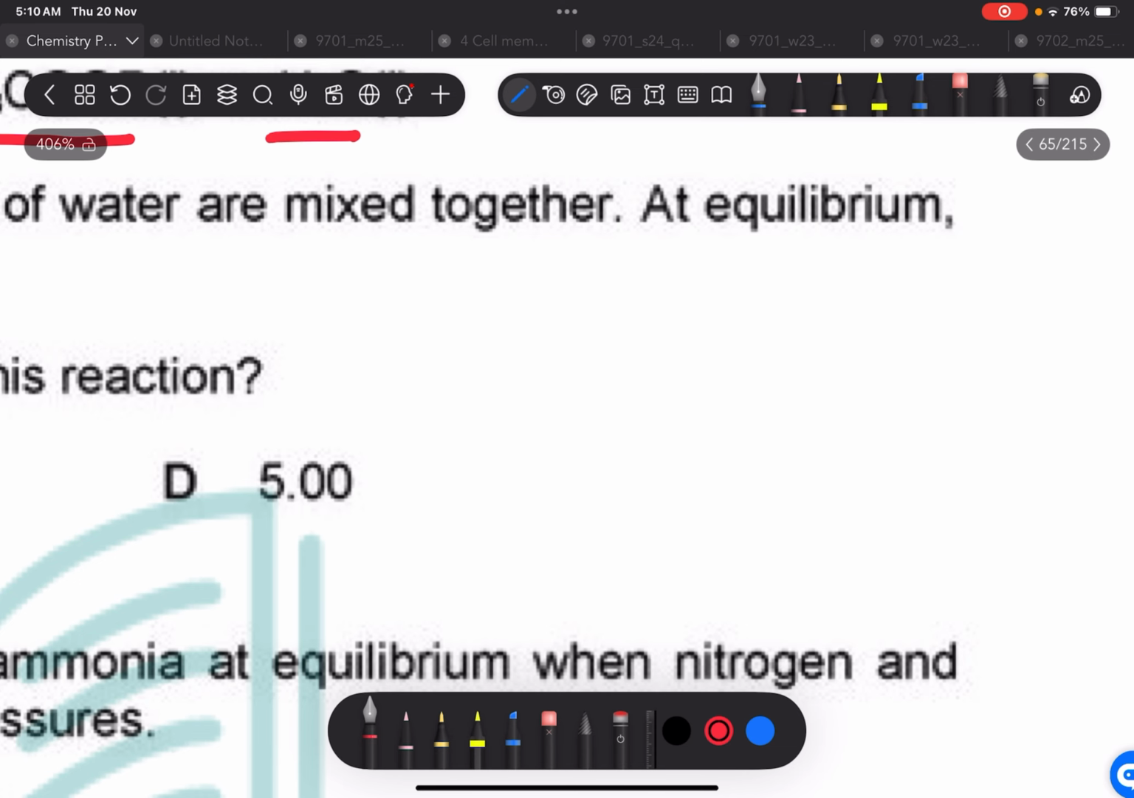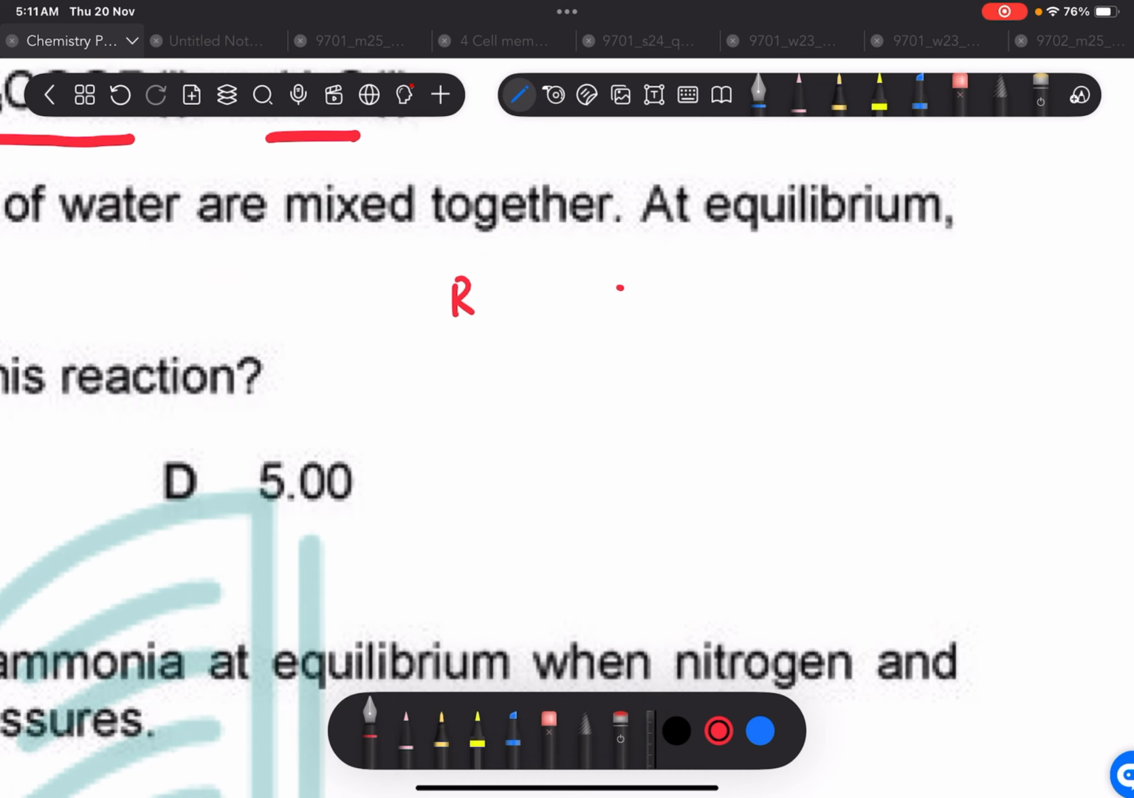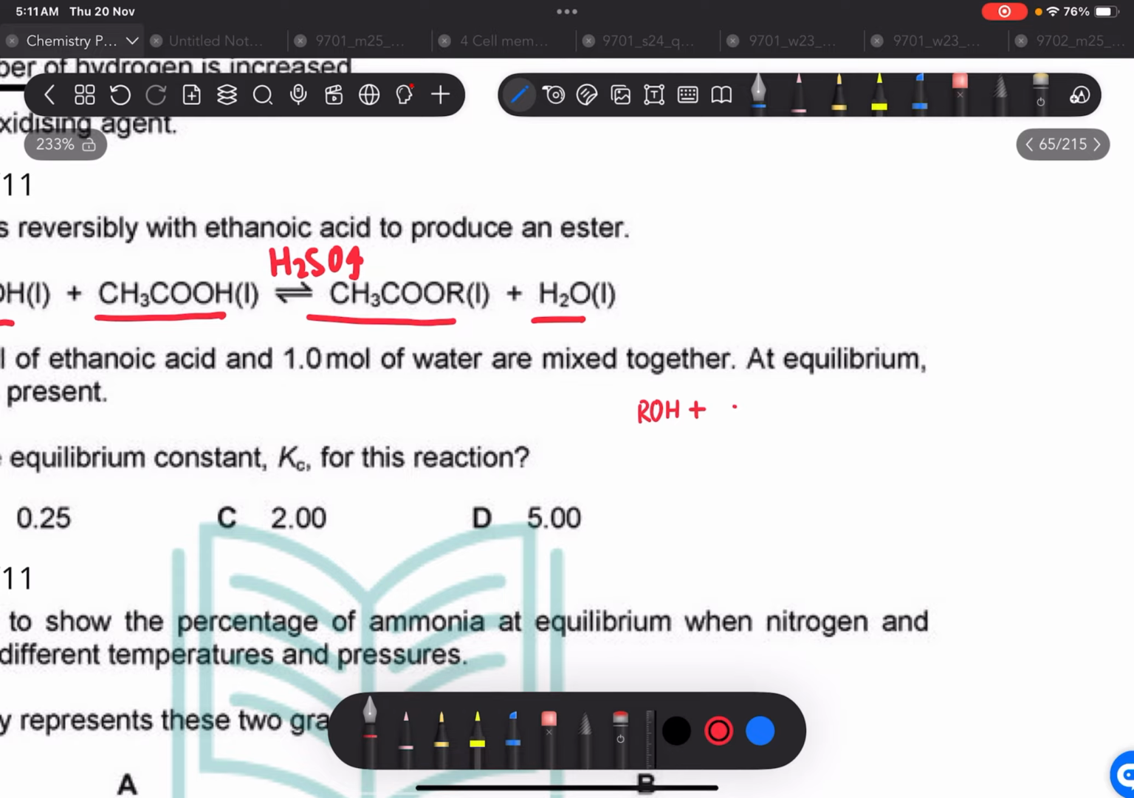So the reaction is going to be that we have ROH, which is an alcohol. We're making it react with ethanoic acid. Okay, and then we are producing this ethanoate. This is an ester, and we're producing water.